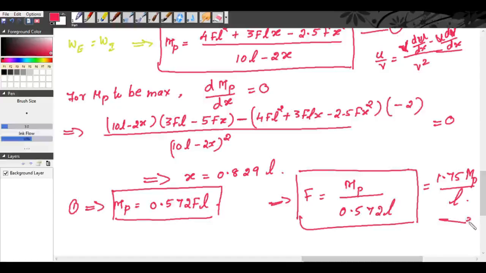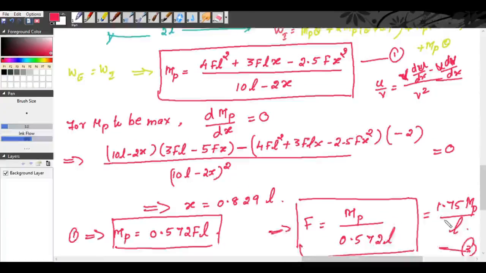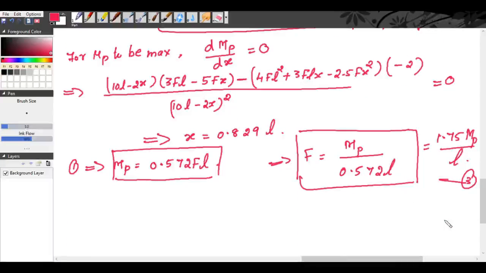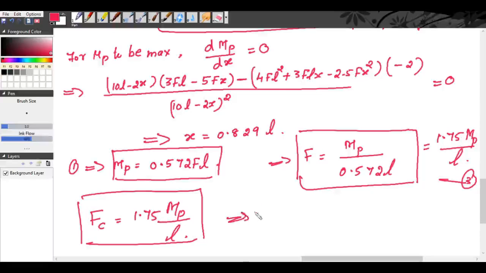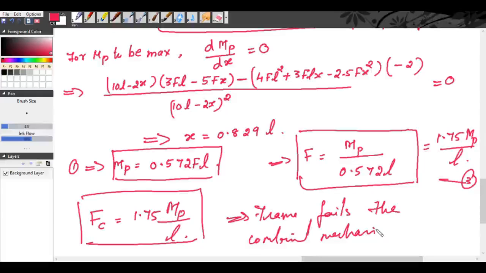So this is the collapse load from the third mechanism. So you can compare all the three mechanisms. You will get the least load as 1.75 MP by L, which is your collapse load, which means your frame fails by the combined mechanism, that is mechanism of beam and sway. Beam plus sway mechanism. That's all.